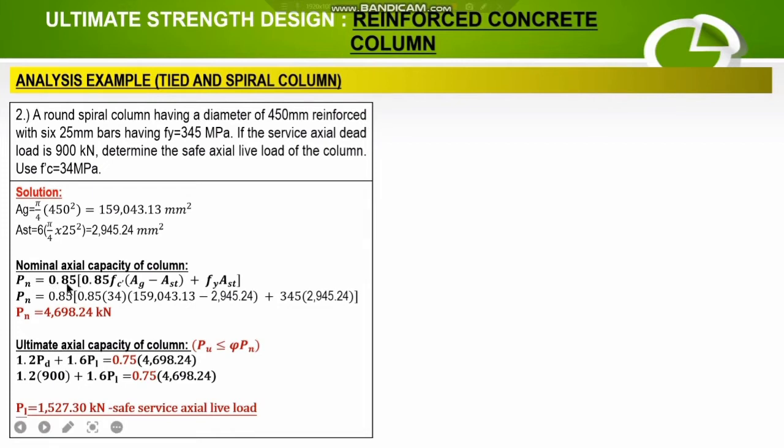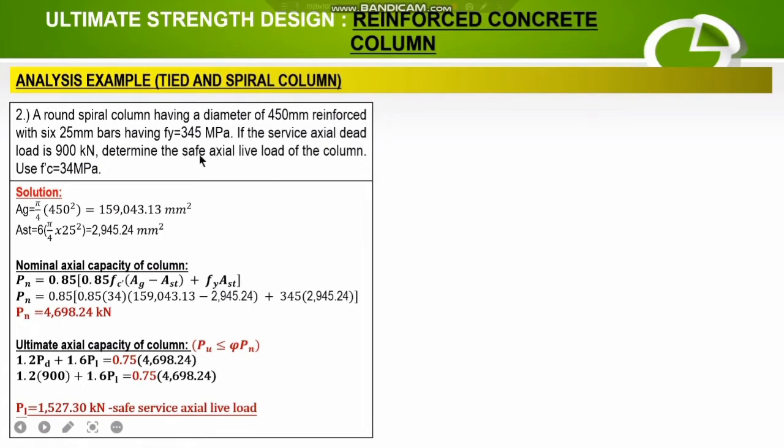We use the value of 0.85 as the value of our capacity reduction factor, since the problem is an example of an analysis. So plugging in all the values, P sub n is equal to 0.85 times the quantity of 0.85 times 34 times 159,043.13 minus 2,945.24, plus 345 times 2,945.24. Then we can solve for our P sub n, which is equal to 4,698.24 kilonewtons.